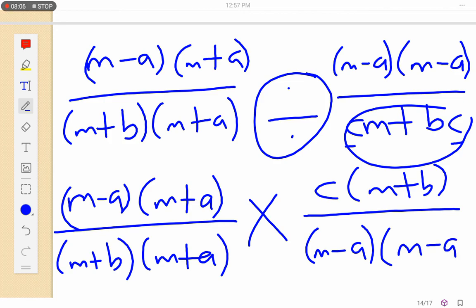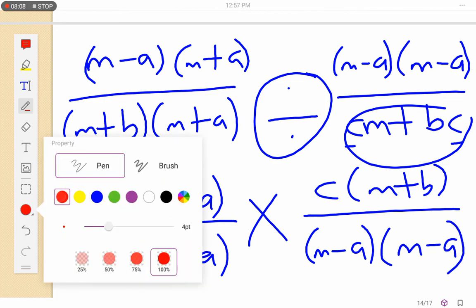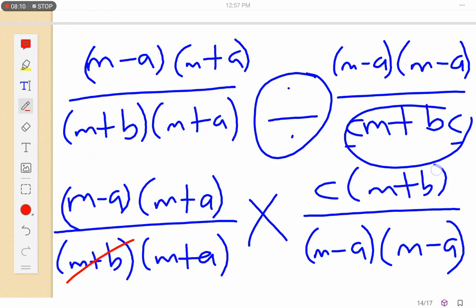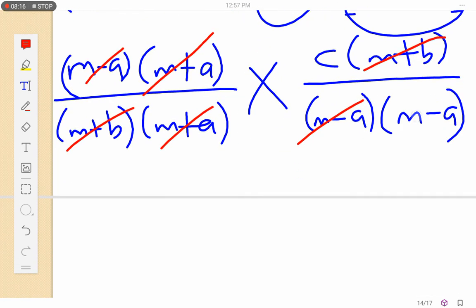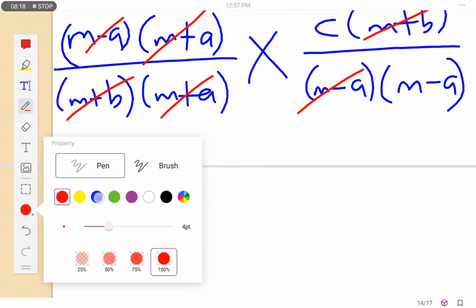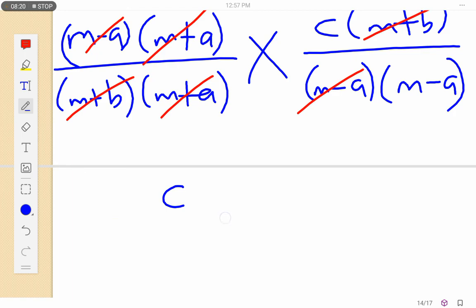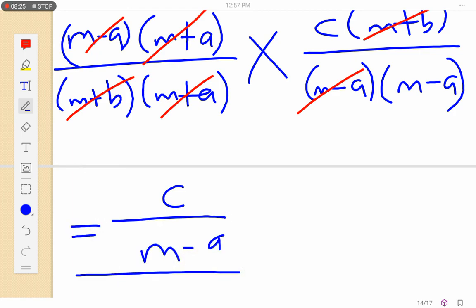Okay, let's cancel off the things that can be cancelled off together. This one and this one, this one and this one, this one and this one. Okay, so at the end of the day we are remaining with c over m minus a. So this is the final simple term that we can get there.